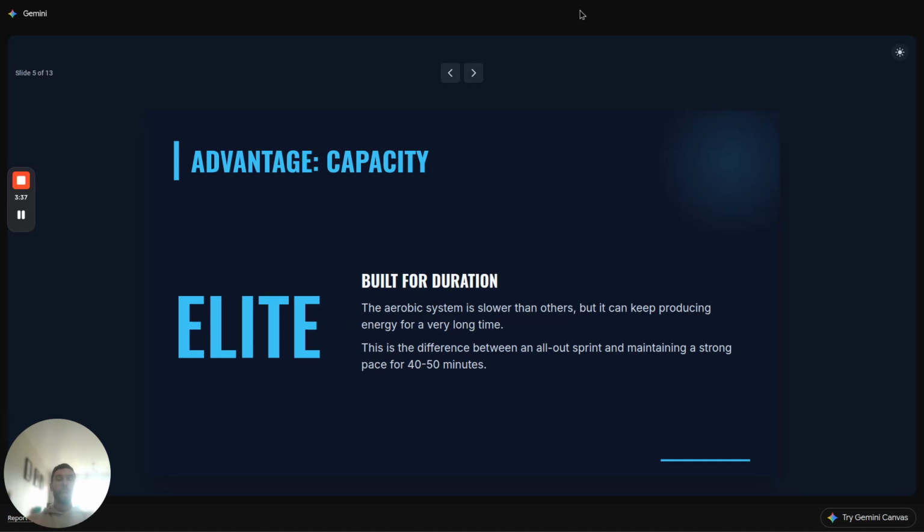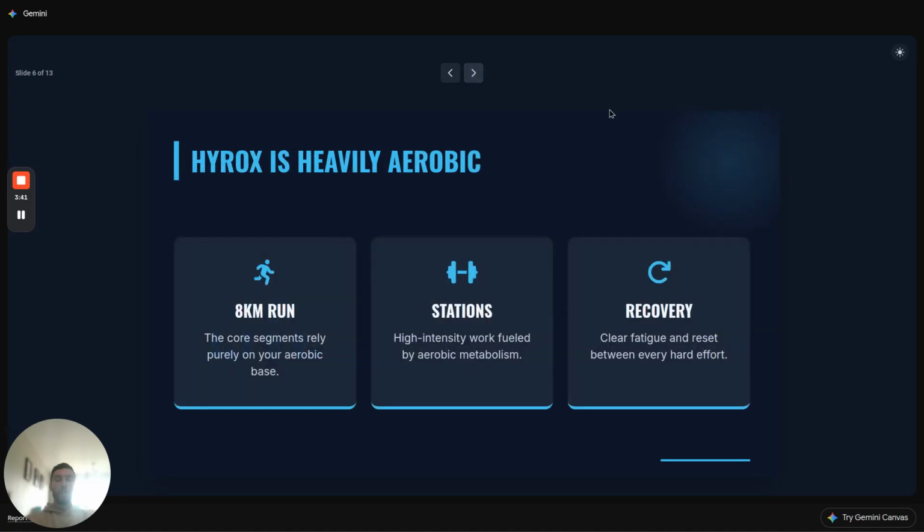But it's also why it's so important for Hyrox, because Hyrox is heavily aerobic. It looks like a high intensity sport. You've got sled pushes, sled pulls, burpee broad jumps, rowing, farmers carries, sandbag lunges, wall balls, and you're working extremely hard. So it's easy to think, oh, I just need to get really good at high intensity training. But there's a problem with that. You're also running 8K and you're repeatedly moving between running and hard stations for a fairly long period of time. So although the intensity is high, you're relying heavily on your aerobic system throughout the race.